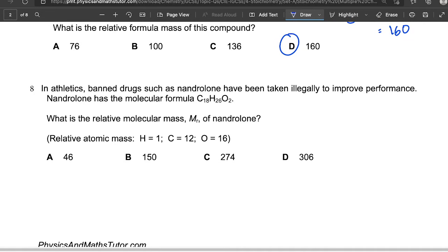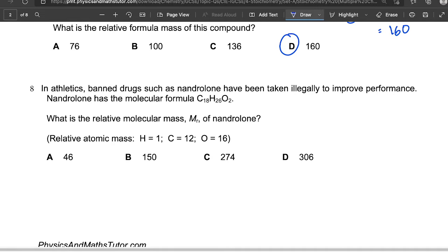Okay, so here it says in athletics, banned drugs such as nandrolone have been taken illegally to improve performance, and it says nandrolone has this molecular formula. What is the relative molecular mass of this? Okay, so how you're supposed to do this question is, first of all, it's asking us to find the relative molecular mass, the MR. And remember the empirical formula is the simplest form you can write something. So we have the empirical formula and then we have the MR.